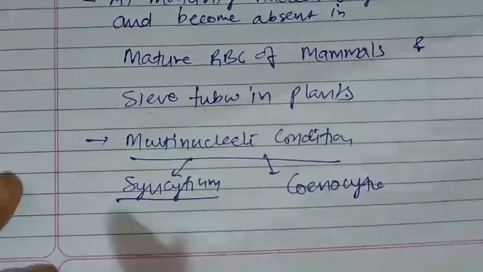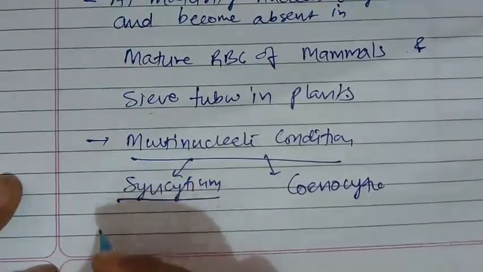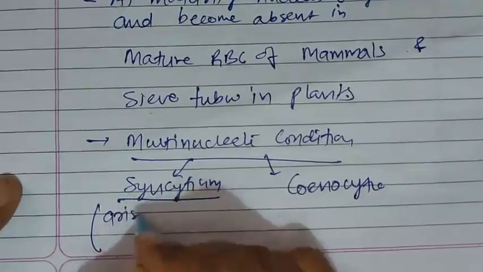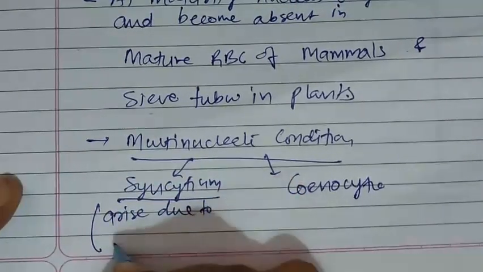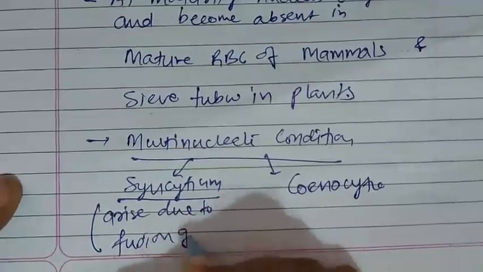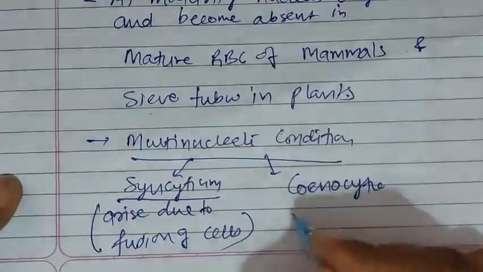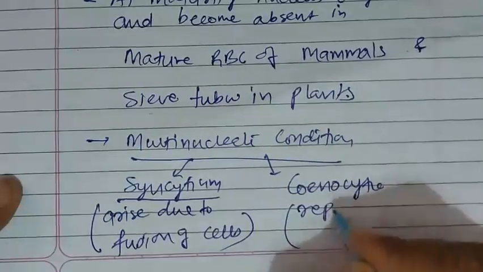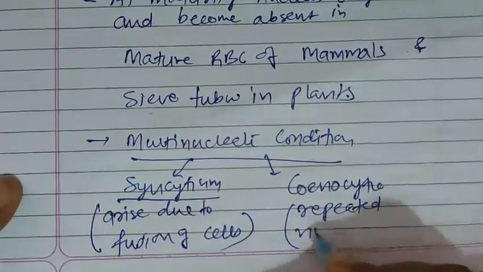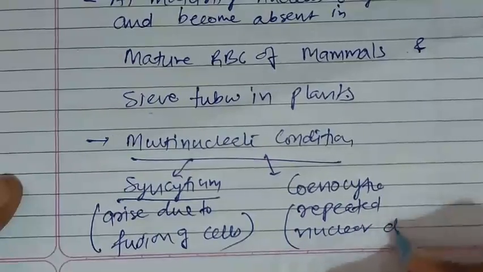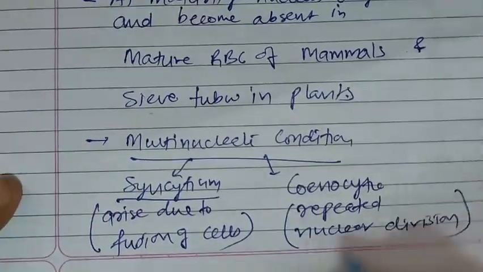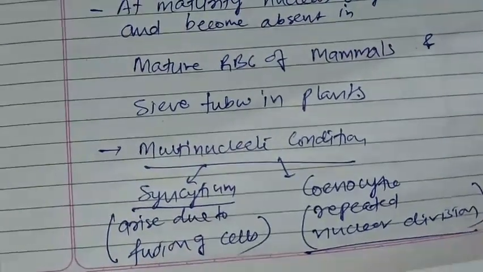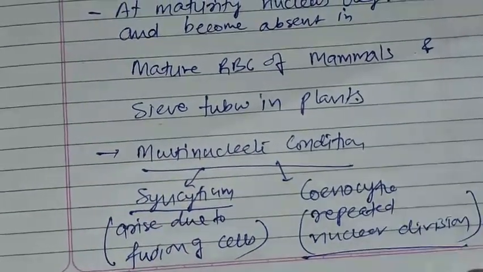The term syncytium is used when the multinucleate condition arises due to fusion of many cells, but coenocytic is due to repeated nuclear division without cytokinesis. So when nuclear division, karyokinesis, is not followed by cytokinesis, the coenocytic condition will occur.